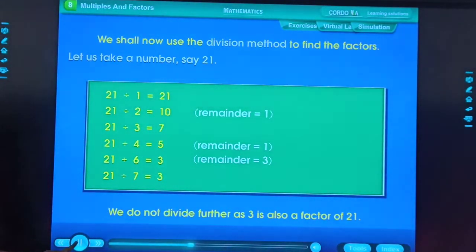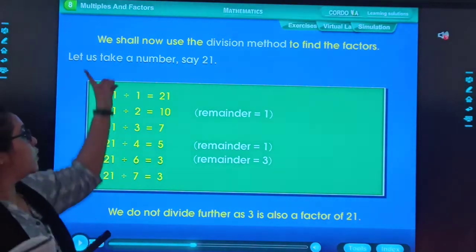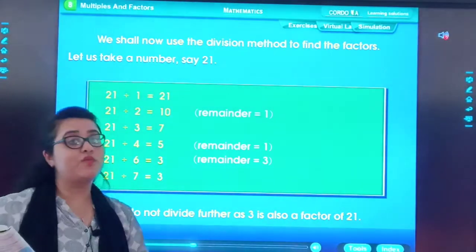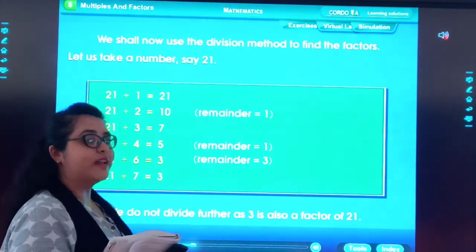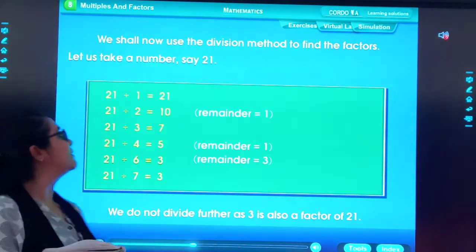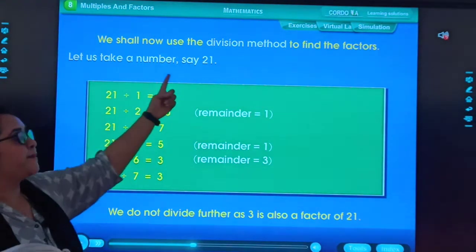We do not divide further as 3 is also a factor of 21. Students, we shall now use the division method to find the factors. There are different types of method. Now we will have a look at the division method. Let's take the example, say 21.